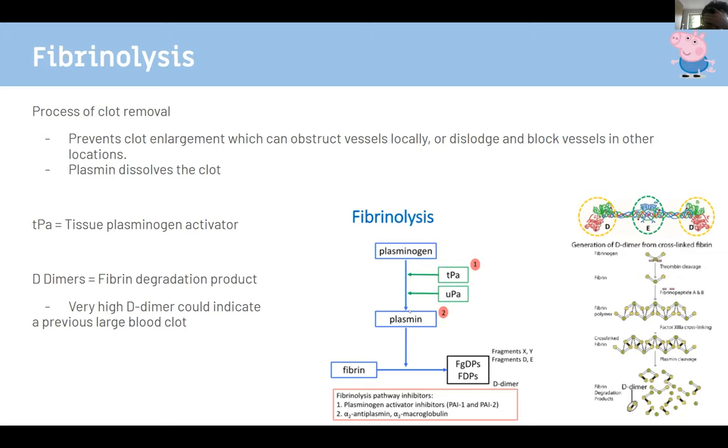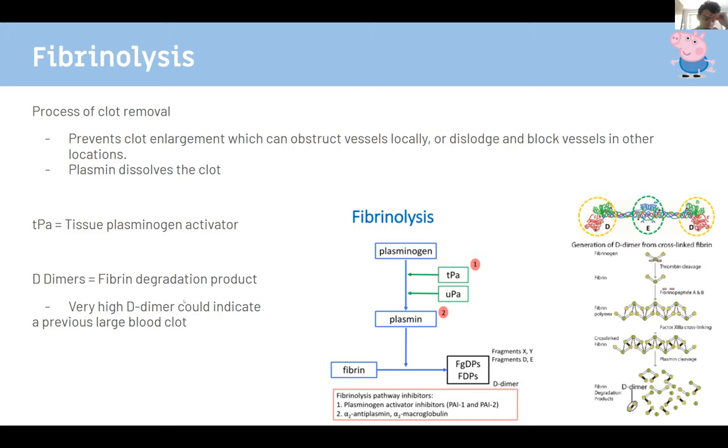You can see how as plasmin is breaking down fibrin, it's going to be broken down into these little segments. And this is a D-dimer, and these are X and Y segments. You don't really need to know much about the segments, definitely know D-dimer. D-dimer is a fibrin degradation product, and a very high D-dimer could indicate a previous large clot.